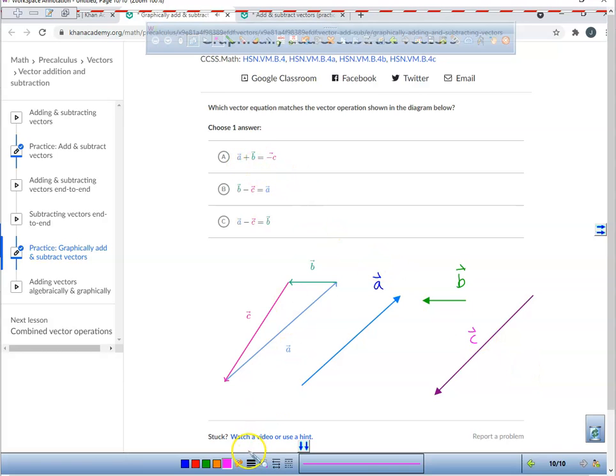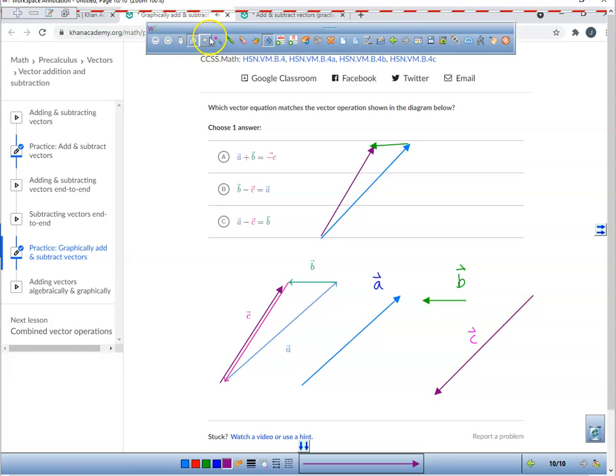A plus B. Let's take A plus B. Is A plus B equal negative C? Well, if positive C does this, negative C would do this. So that's looking pretty good right there so far. Let's check the other one just to make sure.